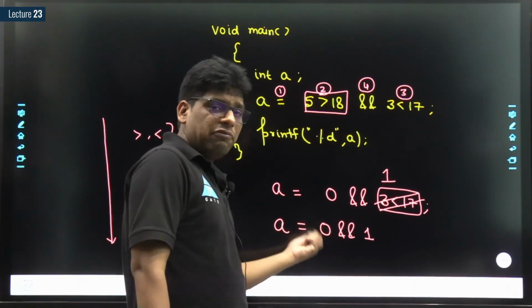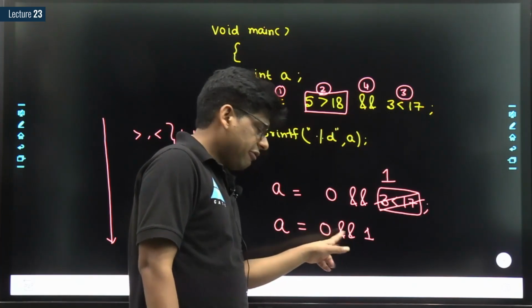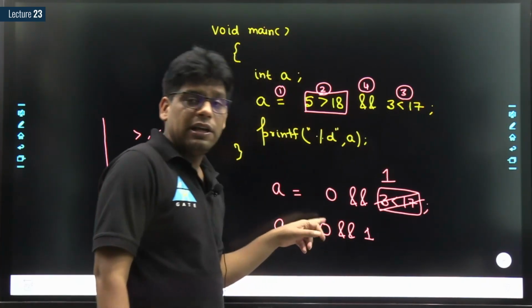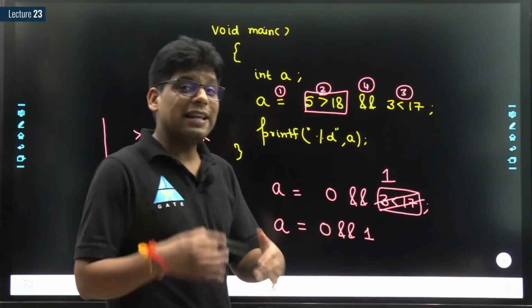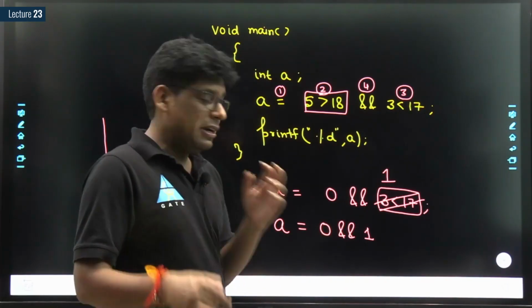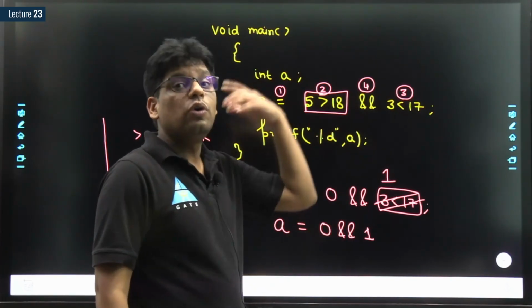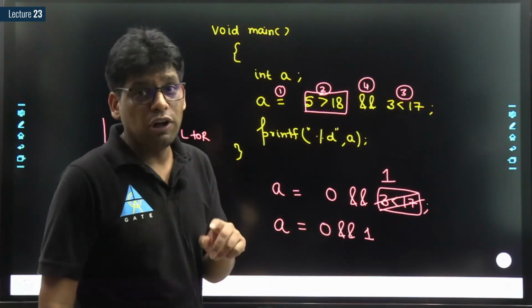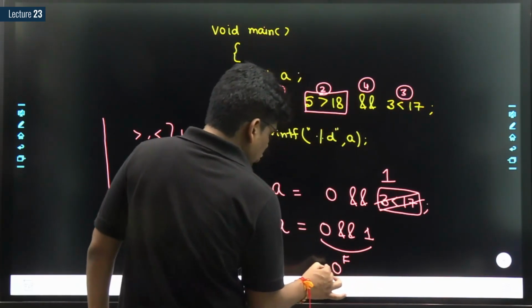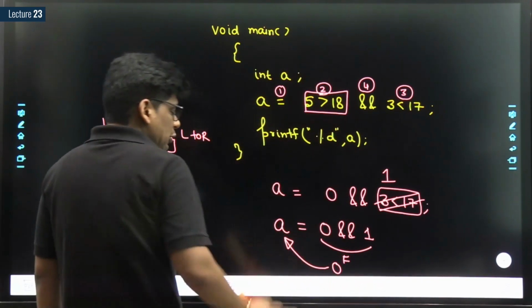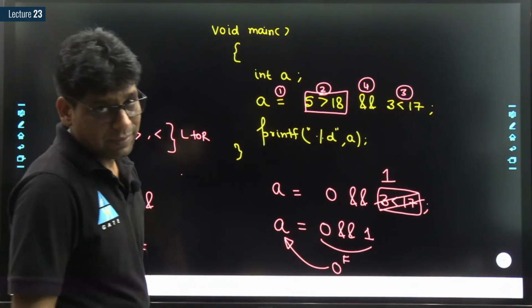If anyone is false, the result will be false. Because this is an AND operator, just like multiplication. The multiplication of a 0 with a non-zero turns out to be 0. That means false. What is the output? This is false. That means what is the value that goes inside A? The value that goes inside A is 0.